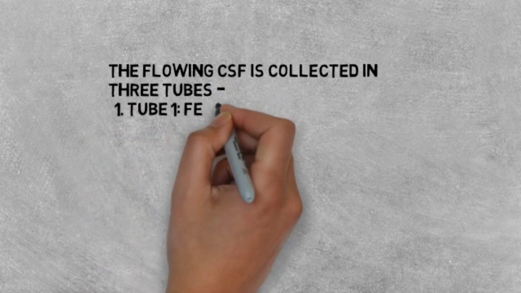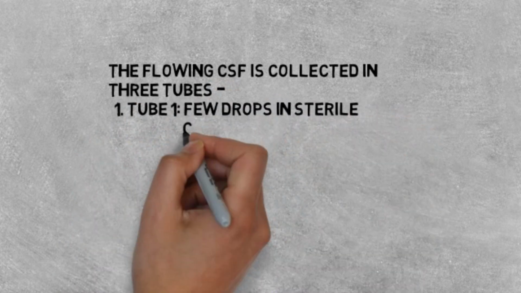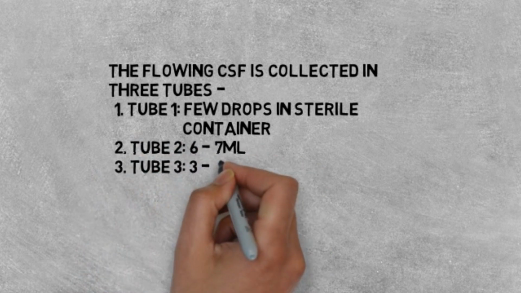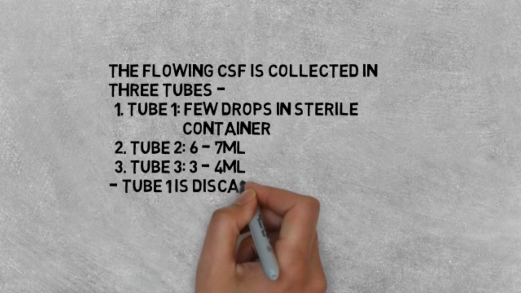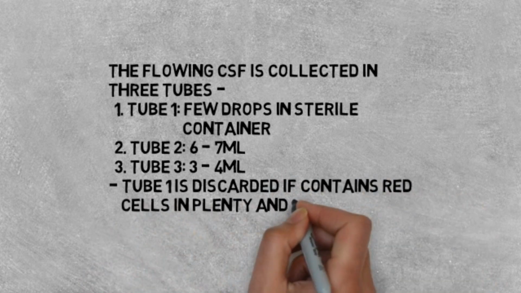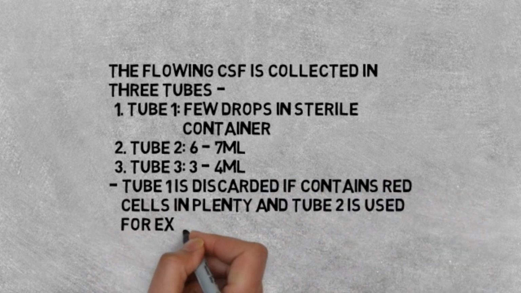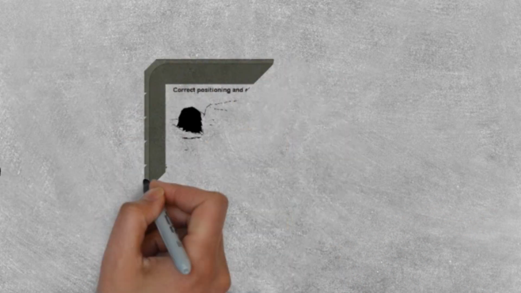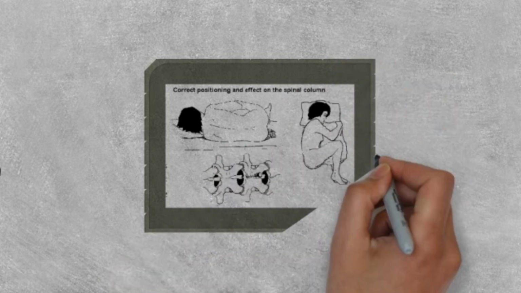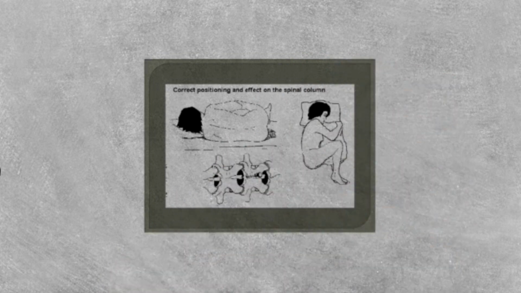Tube 1, few drops in sterile container. Tube 2, 6 to 7 ml. Tube 3, 3 to 4 ml. Tube 1 is discarded if it contains red cells in plenty, and tube 2 is used for examination. Correct positioning and effect on the spinal column.